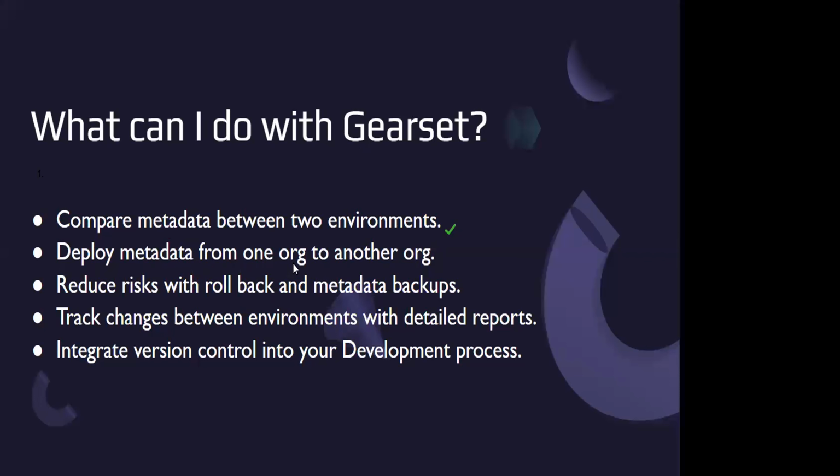Deploy metadata from one org to another org. We can move the metadata from the source org to the target org. For example, if the source org contains metadata like classes and objects, that can be completely deployed to the target org using this tool. It reduces risks with rollbacks and metadata backups. That means in case we deployed the wrong components or deployed to the wrong target org, or in any case we need to make some modifications and then deploy, Gearset provides the feature to roll back. We can roll back all the components deployed to the target org.